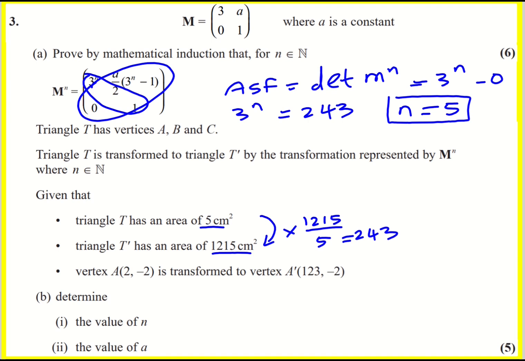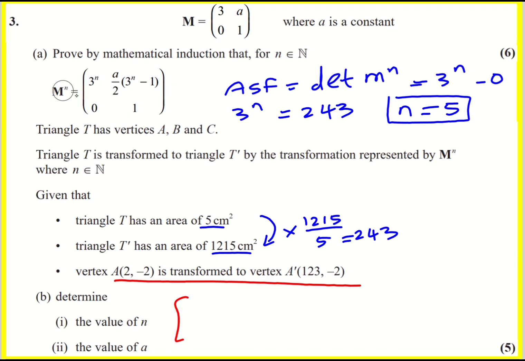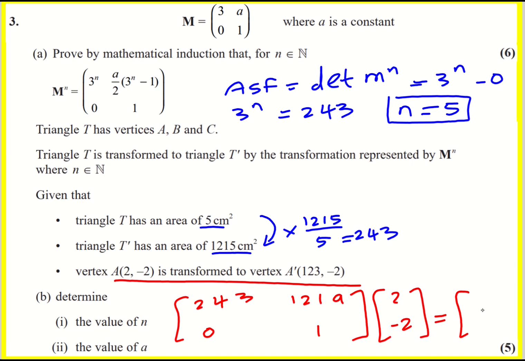And then we're asked for the value of a. Okay, and to do that, we're going to use the second piece of information. So we've got our matrix, and now we can put in n is 5. So this gives us 243, 0. When I substitute 5 into here, I get 243 minus 1, that's 242. Divide by 2, I'm going to get 121a, and a 1 here. So I know that when I multiply this matrix by (2, -2), I'm going to get (123, -2).